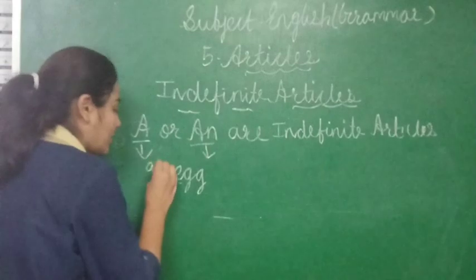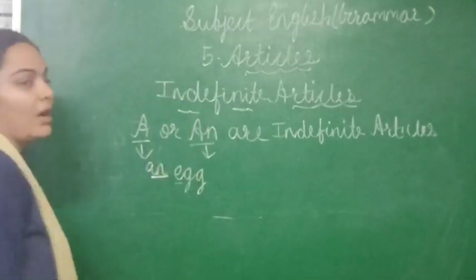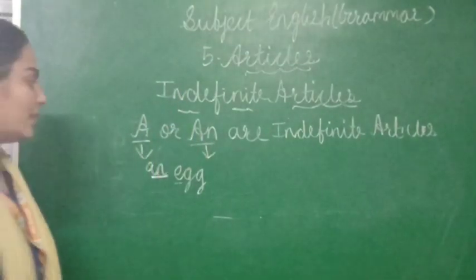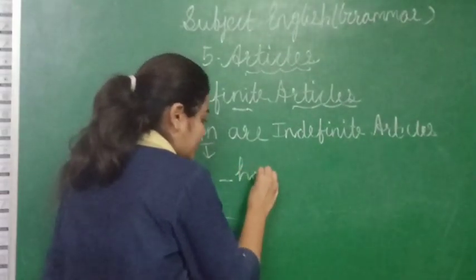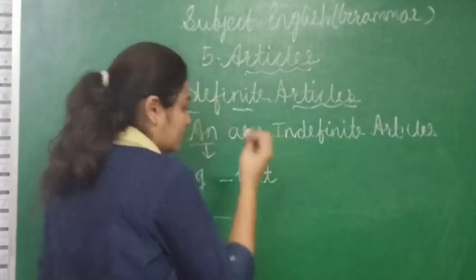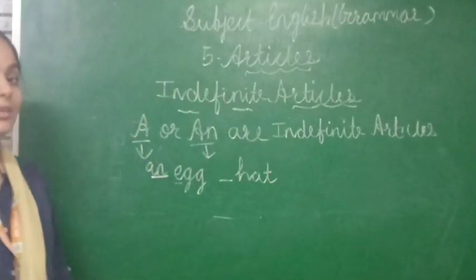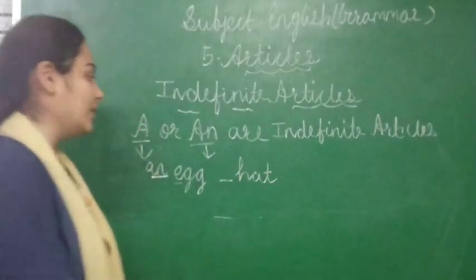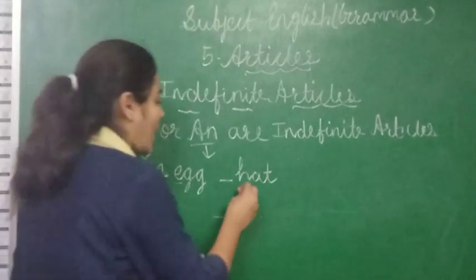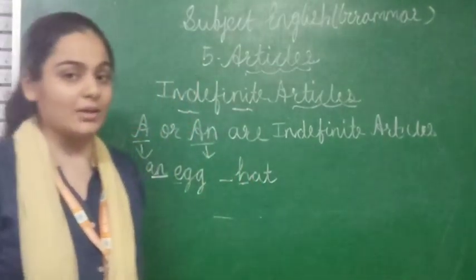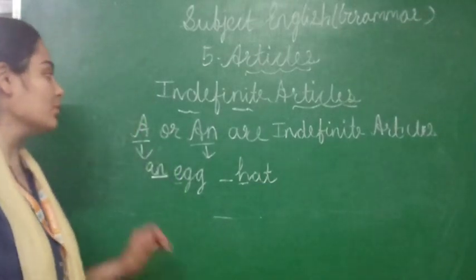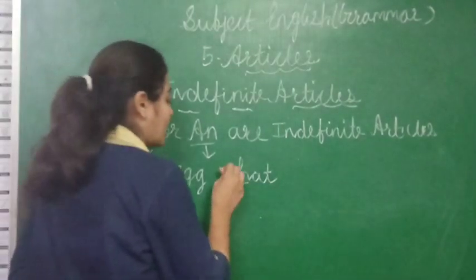So what will I write here? An egg. Next example is hat. So hat starts with H. H means consonant, right? So what do we use with a consonant? A hat.